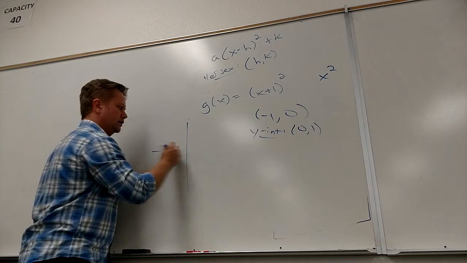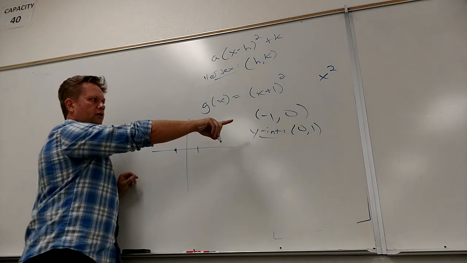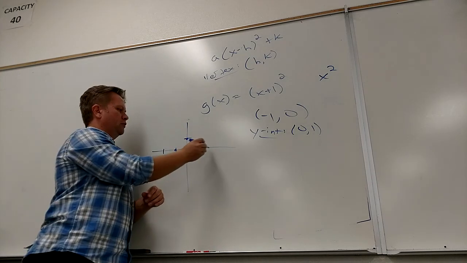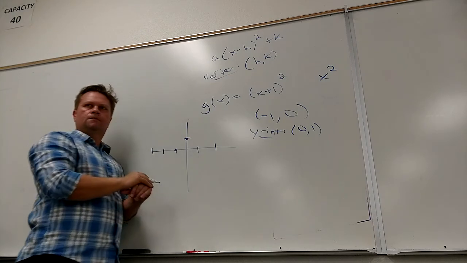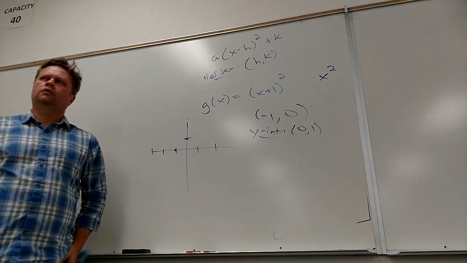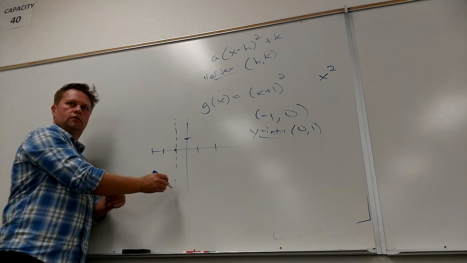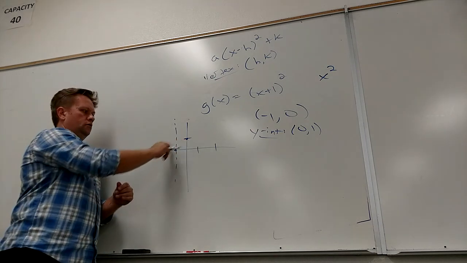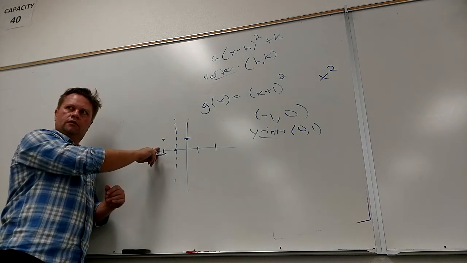So if I plot this, negative 1, 0, 0, 1. Can anyone tell me where there's another point? Here's the vertex. Here's the y-intercept. Where is there another point? Where's the axis of symmetry? Yeah, here's the axis of symmetry, right? There's a point there. Where's there another point? 2, 1. Negative 2, 1. Yeah, the mirror image point, right?